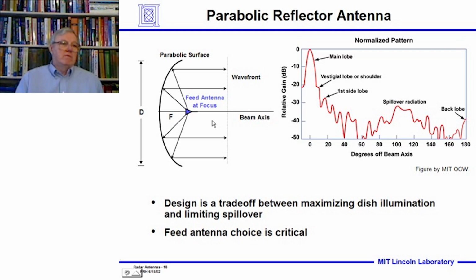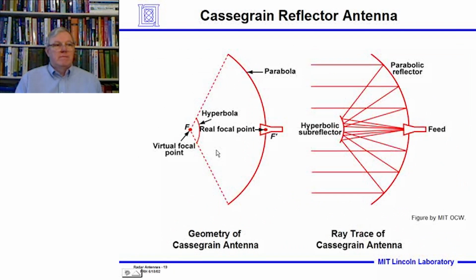And we can even get energy that leaks and diffracts back around the back. So we can even have some energy, albeit down 40 dB, that's 10,000 times down from the peak. But we can have some energy that goes all the way around the back, and that's called the back lobe. So the design of the feed is a very important thing.